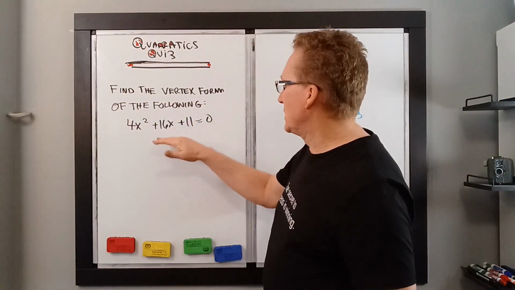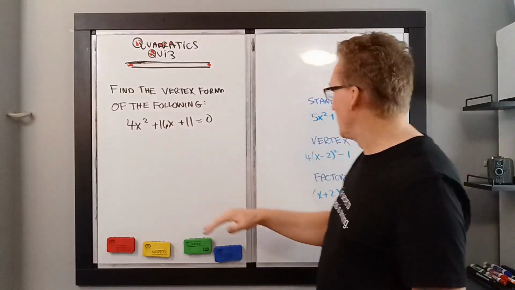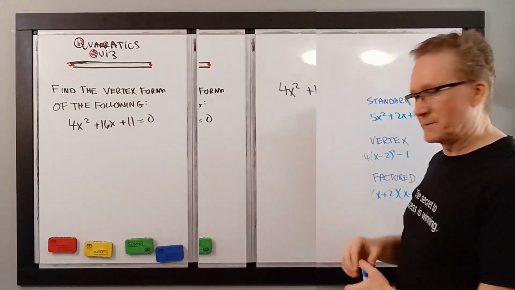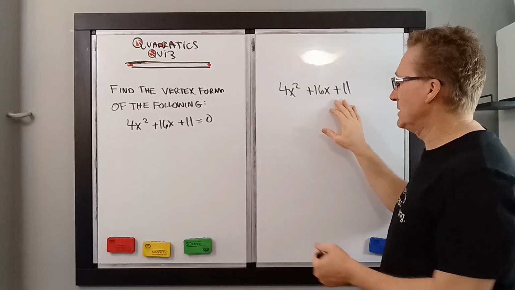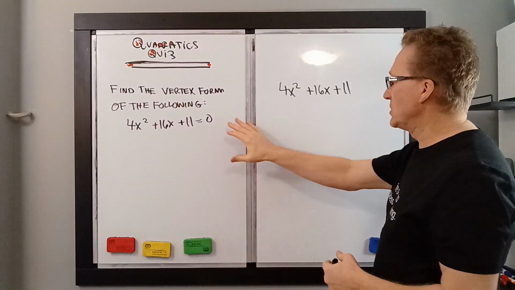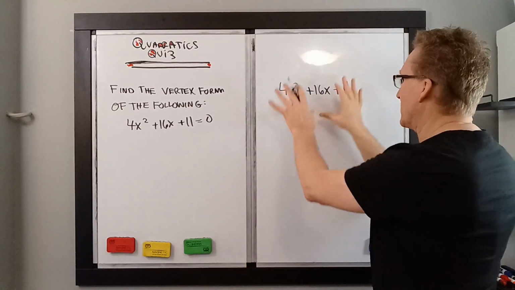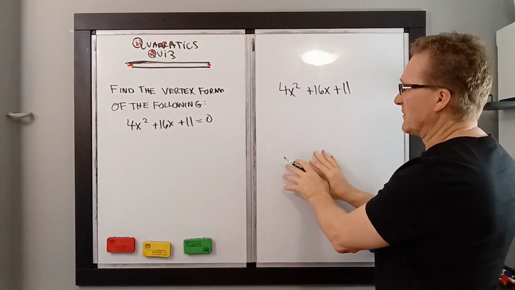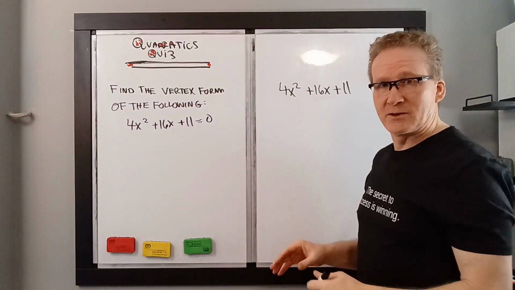So what they want us to do here is take the standard form and bring it into vertex form. I'm going to erase this side and we're going to work on this. Here on this side, I've rewritten this equation, and I've just removed the equals 0. We're just modifying the form, keeping the same information. We can just make it equal to 0 at the end.